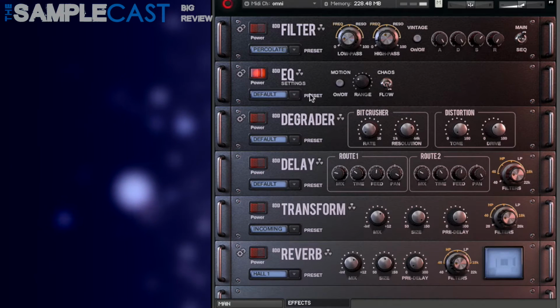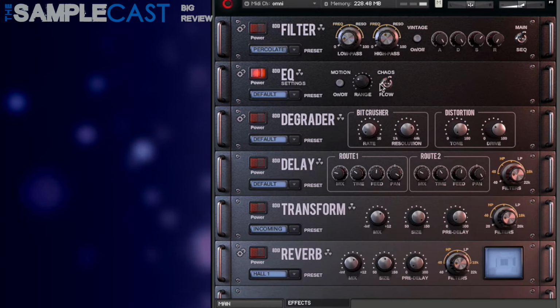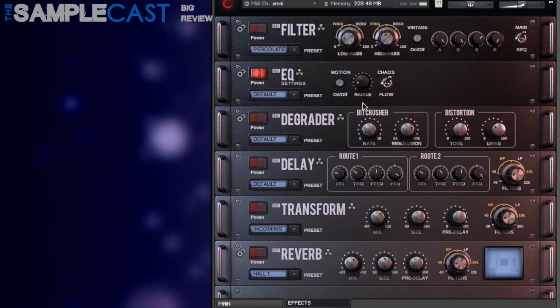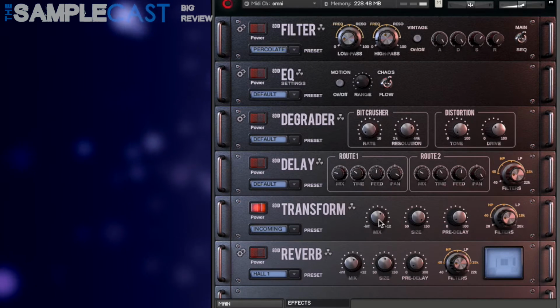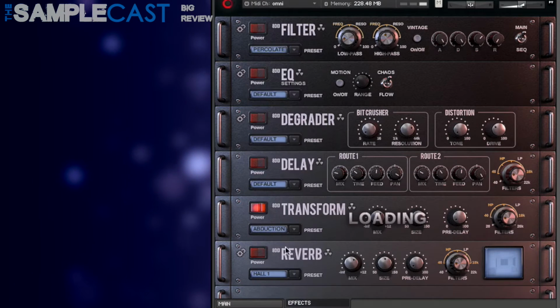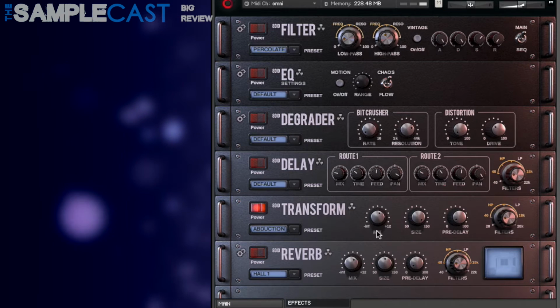The Master Effects panel is pretty good. It's not just an add-on. You'll find a lot of interesting functions on there, including the Chaos engine for a lot of the effects. And I particularly like the Transform function, which is sort of a convolution reverb, but not a reverb. You'll see how it sounds on some of the demos.